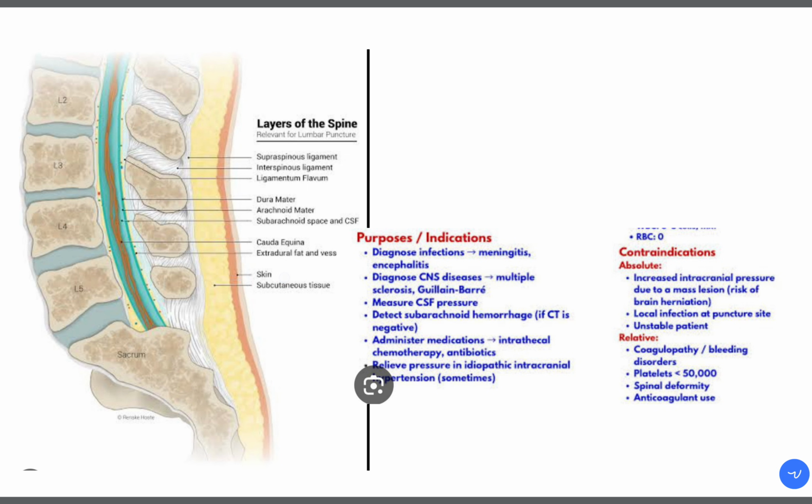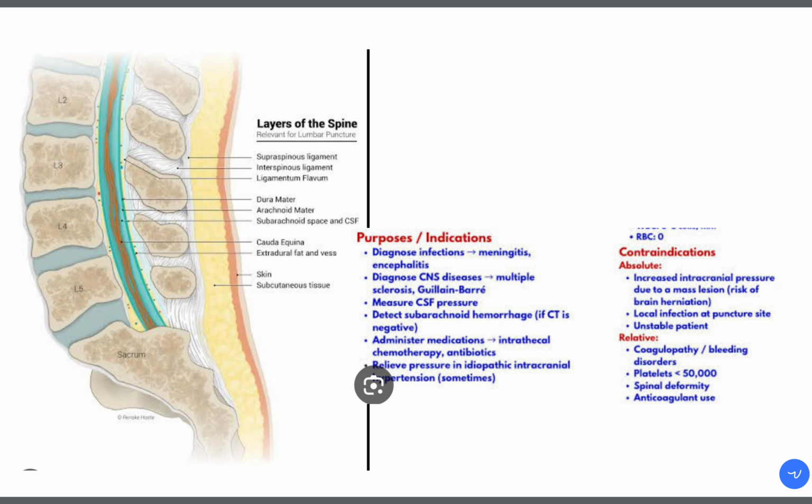So the first layer is the skin, the subcutaneous tissue. Then this is the supraspinous ligament which we pierce. Then in between the vertebral bodies is the interspinous ligament. Lastly is the ligamentum flavum. Then we pierce the dura mater, and then ultimately piercing the arachnoid mater, we reach the subarachnoid space. What are the indications? Indications are many, like infections, meningitis, encephalitis, multiple sclerosis, GBS, subarachnoid hemorrhage, intrathecal chemotherapy agents, antibiotics. So these are all the indications.